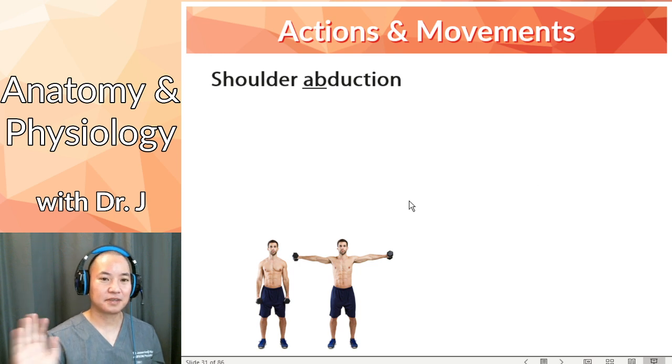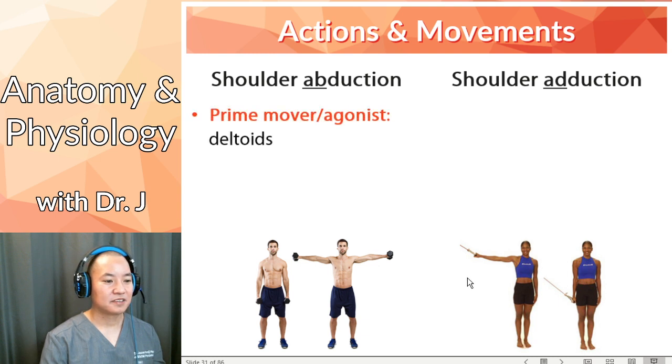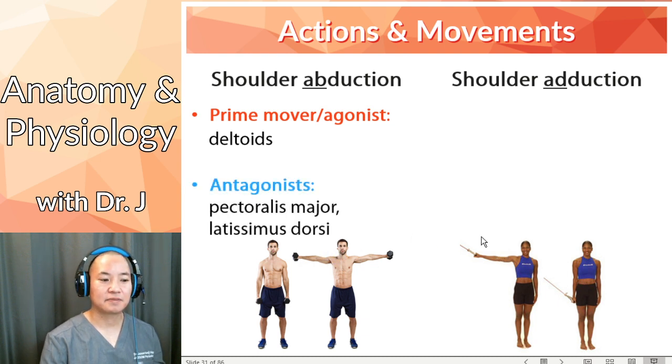Okay, but what am I getting at here? So again, this is shoulder abduction. He's taking his arms away from the midline and moving his shoulder joint. And shoulder adduction is the movement of the arm at the shoulder joint, adding her arms together toward the midline. So the prime mover and agonist for shoulder abduction were his deltoids right here, right? And what were the antagonists? Then you have the pec major and the lat dorsi in the anterior and posterior.